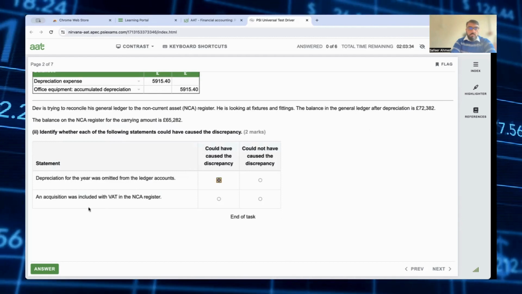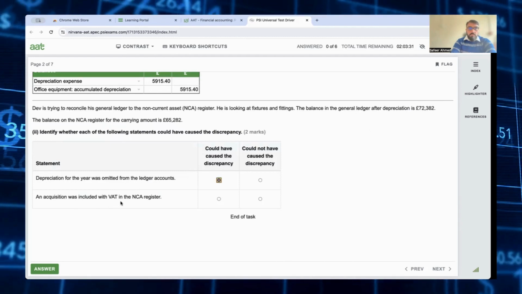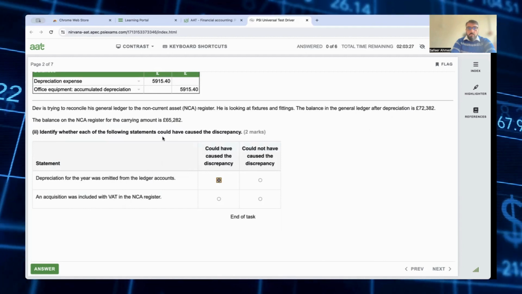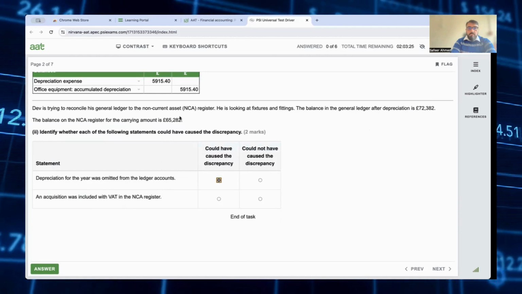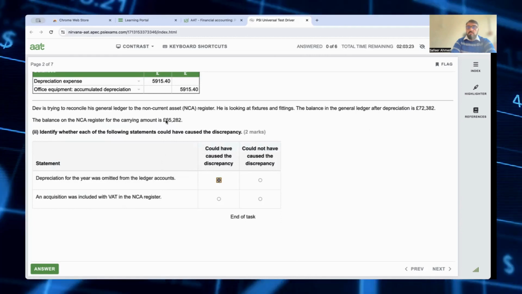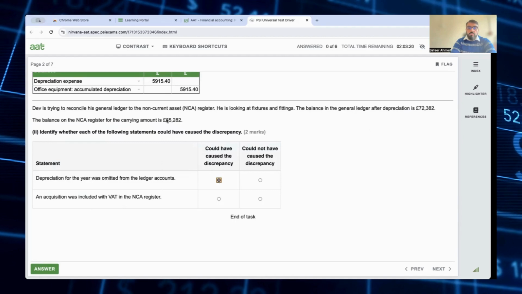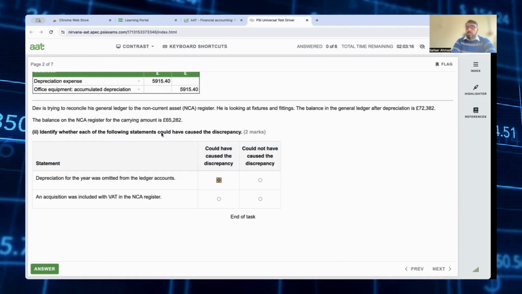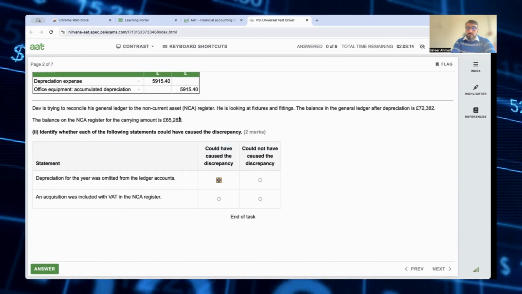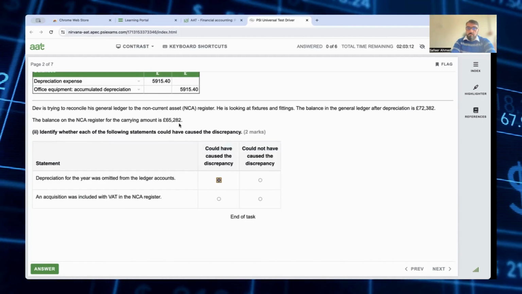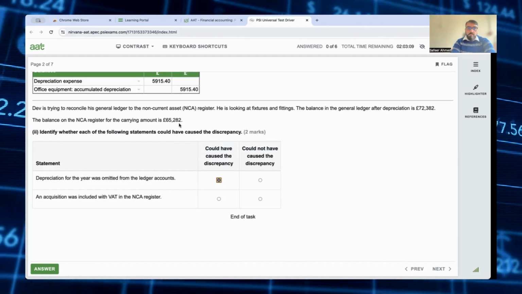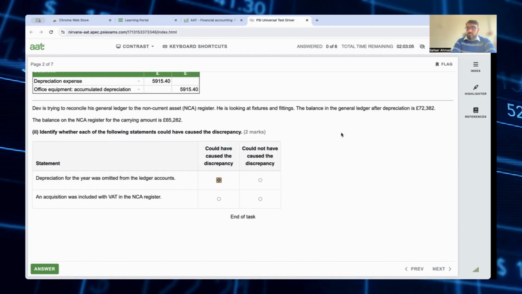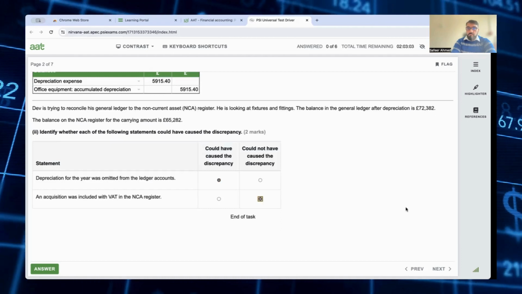Let's look at the second one. An acquisition was included with VAT in the non-current register. Well, if that would happen, there would have been a higher amount in the non-current asset register. So that's not true, because that error would have resulted in a higher balance of non-current assets in the register, which is not the case in this situation. So therefore, this is not true.